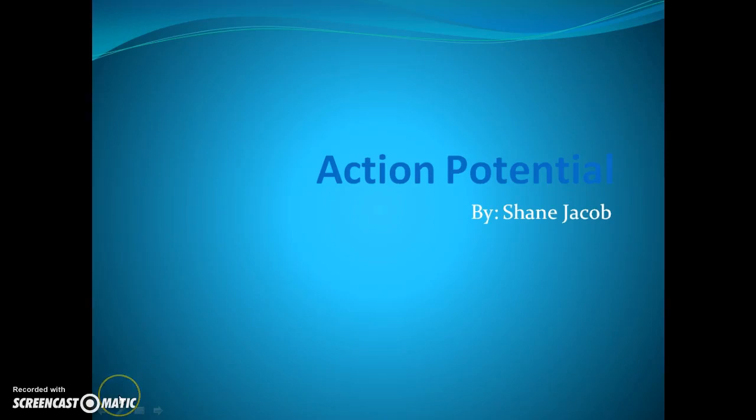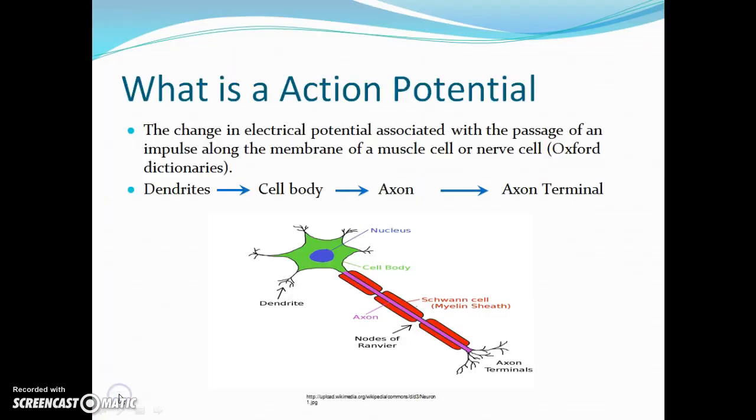Hello, my name is Shane, and I'm going to be teaching you about what an action potential is and what happens during each stage. Basically, an action potential is a change of electrical potential across a membrane of a nerve cell or a muscle cell. The impulse travels from the dendrites to the cell body, down the axon, and then to the axon terminal.